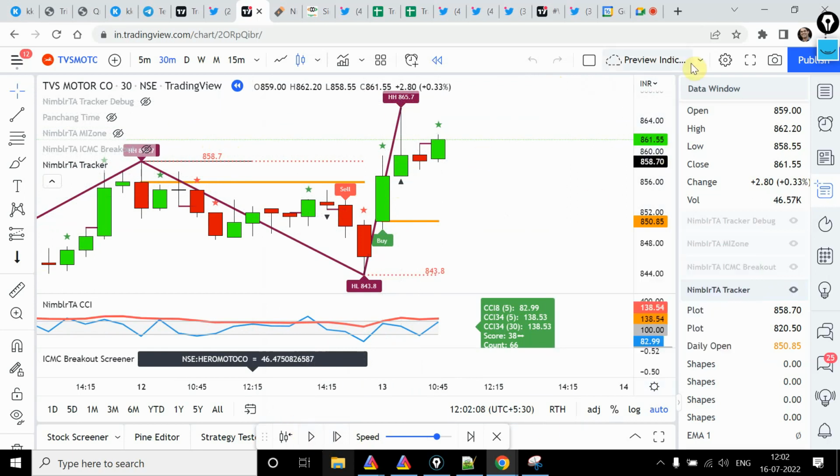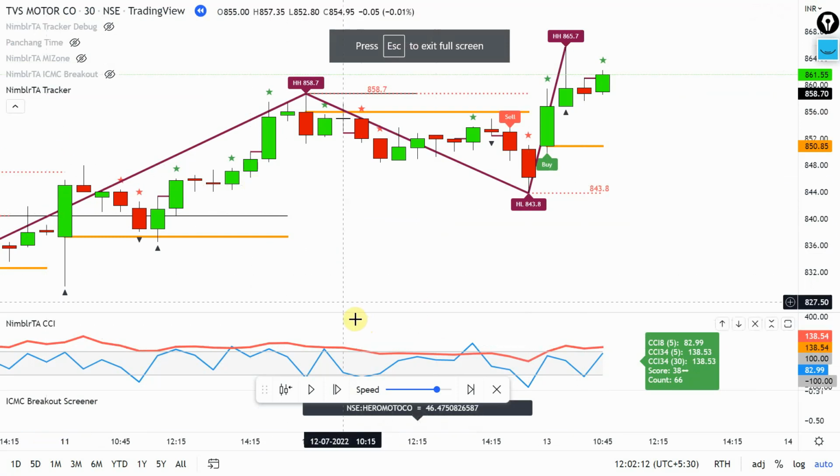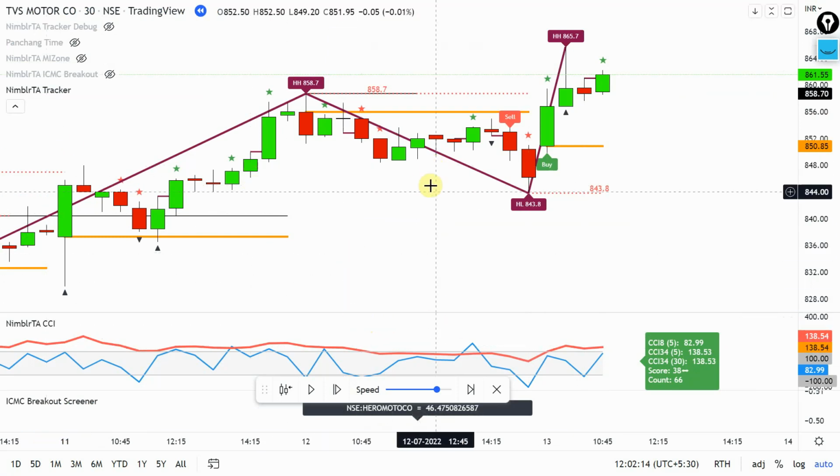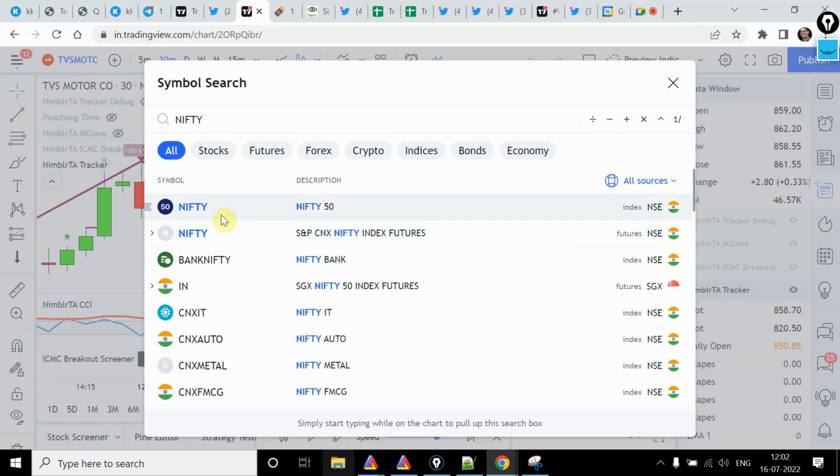With me until now? Is it okay? Yeah, yeah. Okay, fine. Sir, give me an example with the Nifty or Bank Nifty. Okay, we can take another example if you want. So yeah, it will be the same with Bank Nifty.